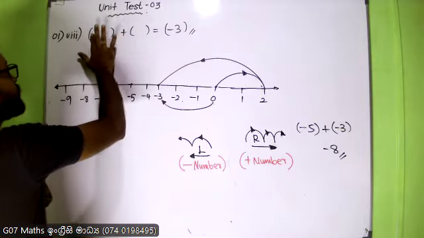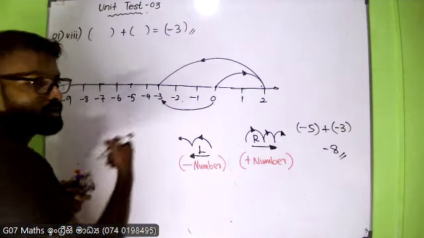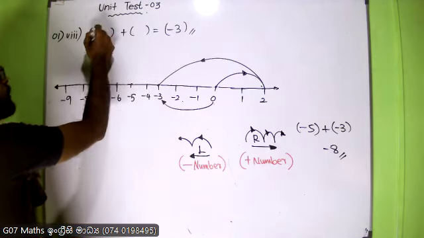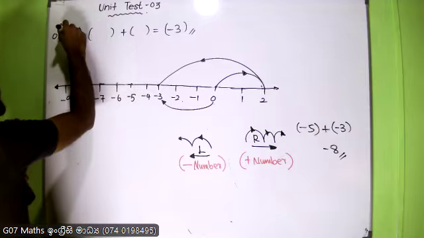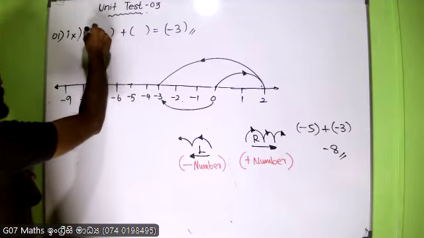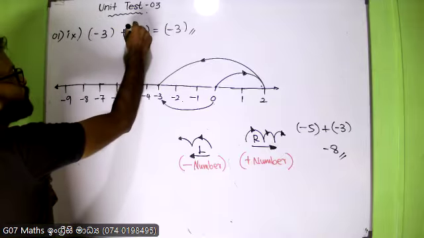These are the very easy ways to do these questions. So you need to keep that in your mind. Negative 3 plus positive 2.